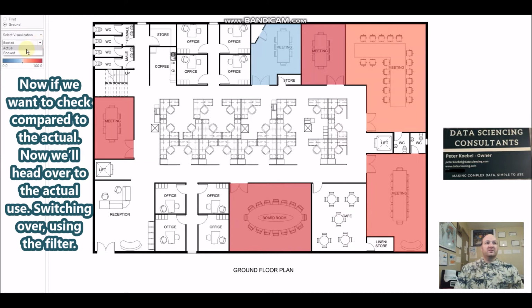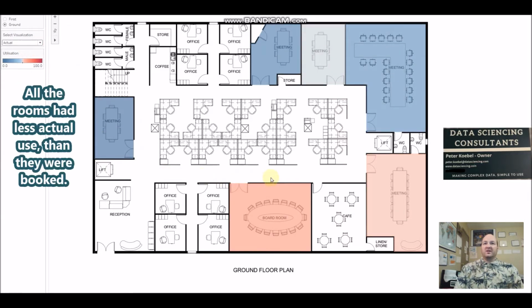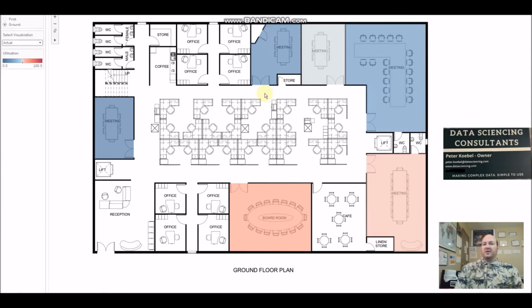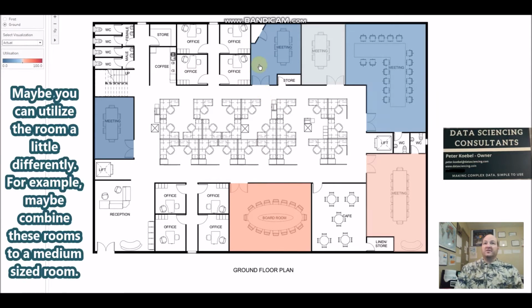actual use, switching over the filter, and all the rooms had less actual use than they were booked. This room here, the subpoena room, still has really low actual use. So that's a good insight. You can start thinking of reasons that is. Maybe utilize the room a little differently.